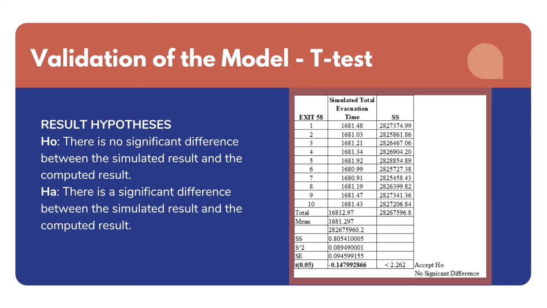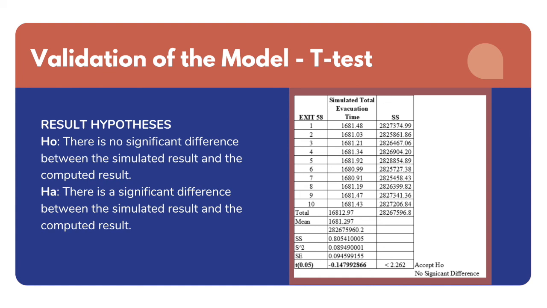We conducted a one-sample t-test to present the validation between the value obtained from the computation and the simulated values. We used a one-sample t-test since we are comparing 10 values from simulation to a single value from the evacuation time computation. Before proceeding to the construction of the t-table, we assigned the null and alternative hypotheses needed to verify the values. The null hypothesis says that there is no significant difference between the simulated result and the computed result.